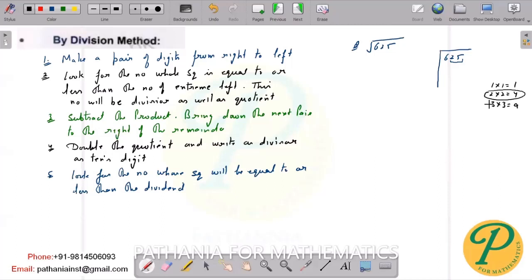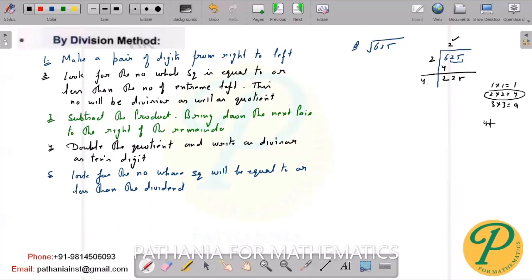Use this one. So 2 into 2, 4. Subtract the product and bring down the next pair, right next to this. Then double the quotient and write it as a divisor. The double of 2 is 4, as a tens digit. Now, look for the number whose square will be equal to or less.